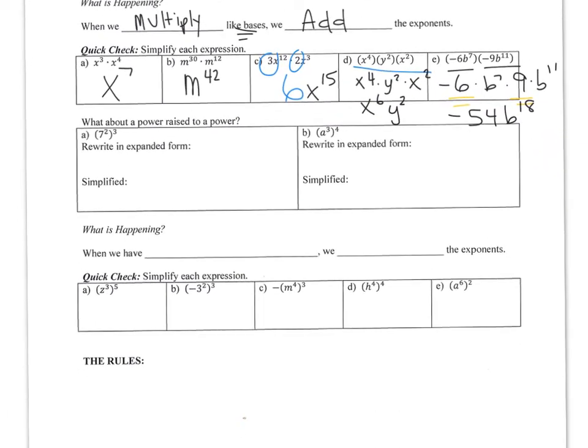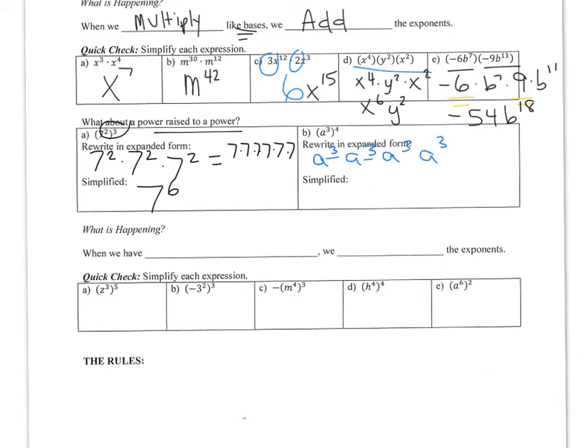Now, what happens if you have a power raised to a power? So see how these two little exponents are, one's on the inside of the parentheses, one's on the outside? This is 7 squared cubed, which is 7 squared times 7 squared times 7 squared. So we know that 7 times 7 times 7 times 7 times 7 times 7 is 7 to the 6th power. Same thing if we had a to the 3rd to the 4th power, we're going to write a to the 3rd 4 times. So you can use the previous rule and add these. 3 plus 3 plus 3 plus 3 is 12.